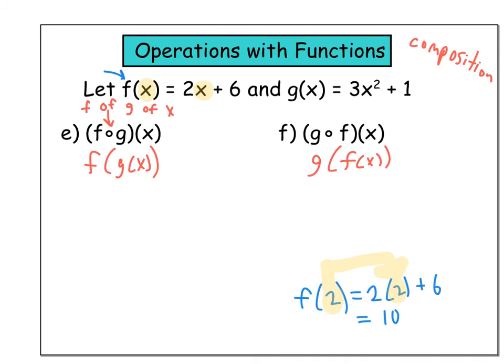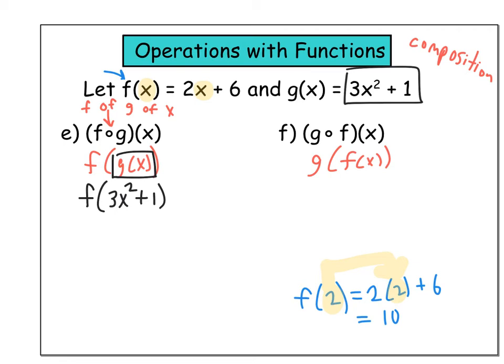So let's think about this. Okay, in this case, the thing that we're going to plug in is g of x. Okay, so g of x is 3x squared plus 1. So let's start with that first. Okay, let's substitute, this is called the inside function. Right? G of x is like inside the parentheses. So g of x is really just 3x squared plus 1. Okay, so we got that substituted.